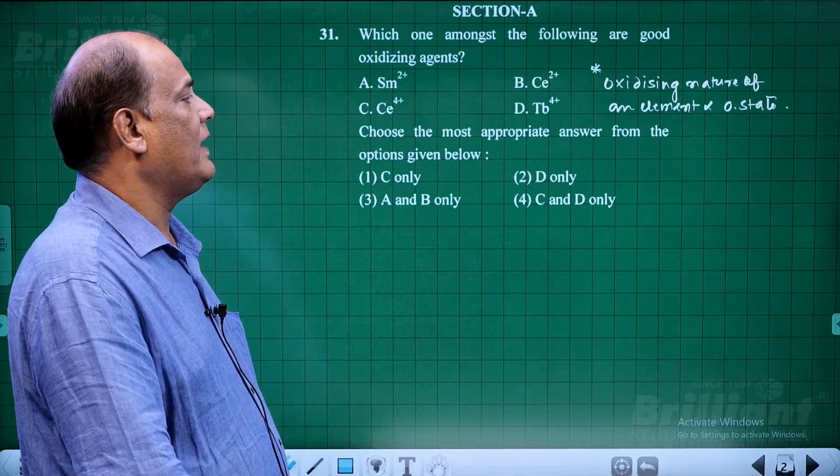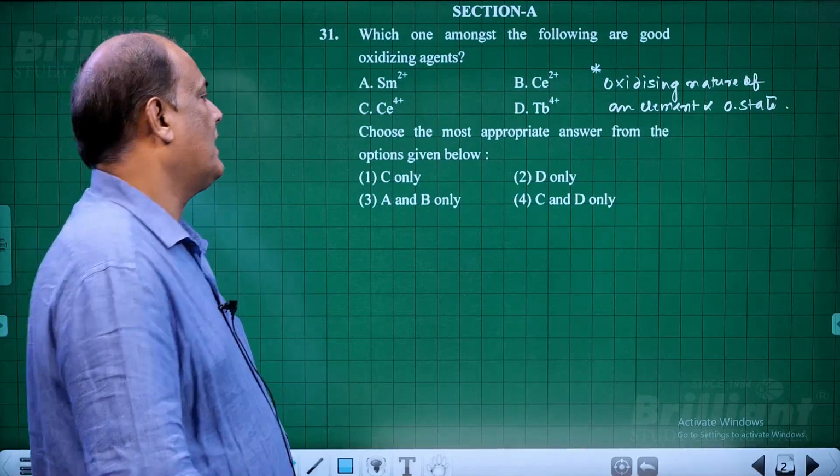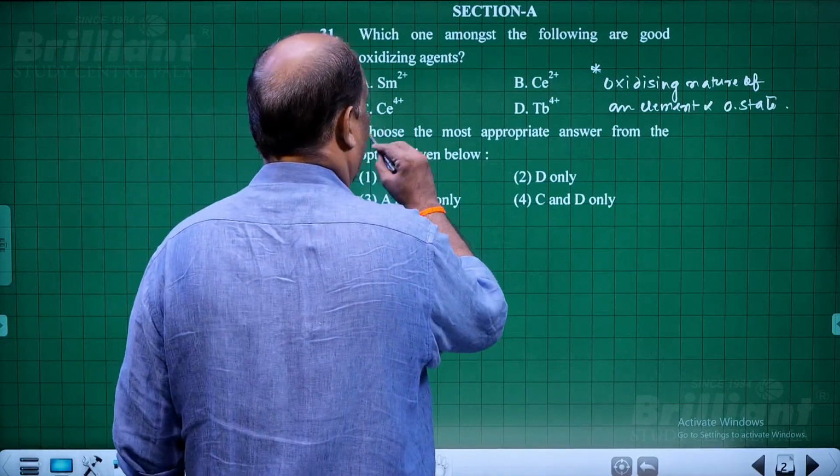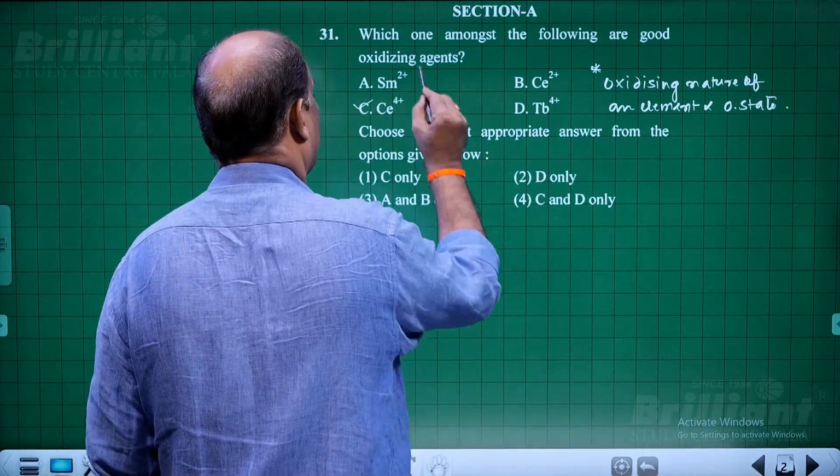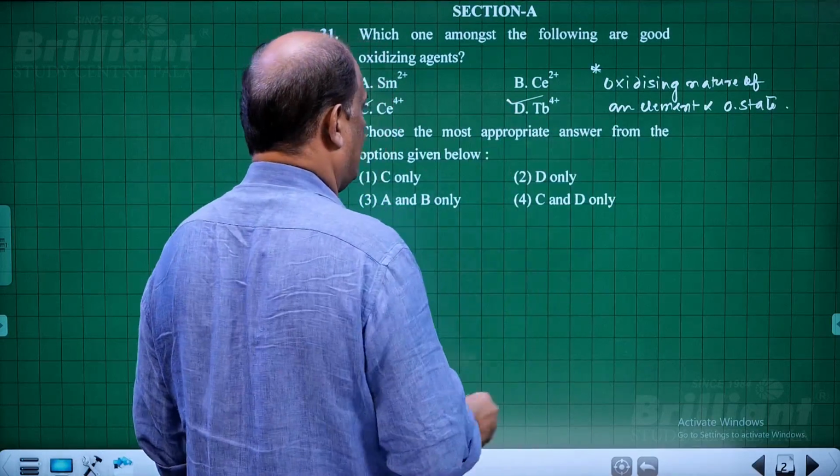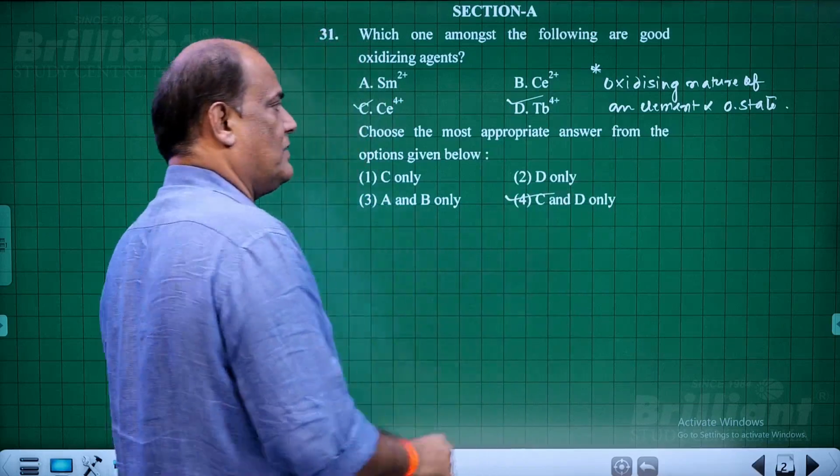Generally, whenever you take the oxidation state more, because here also terbium and cerium both are correct. C and D. C is the answer.